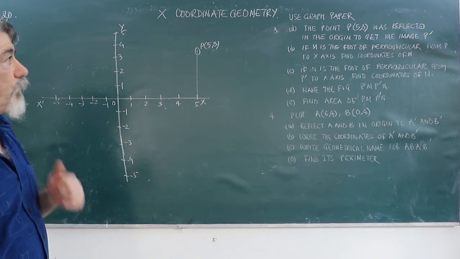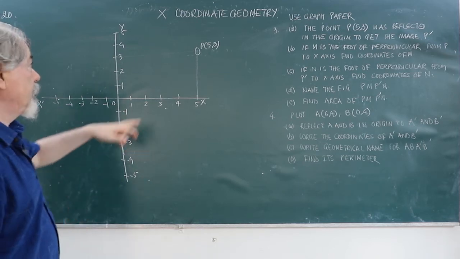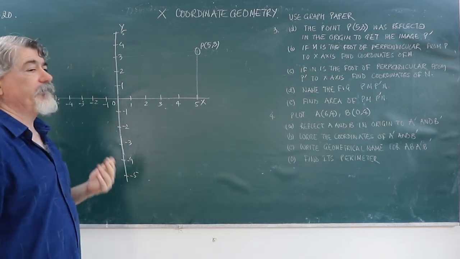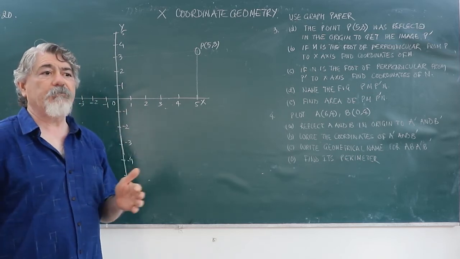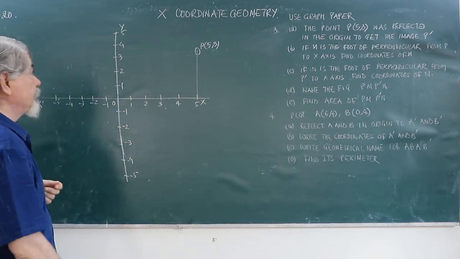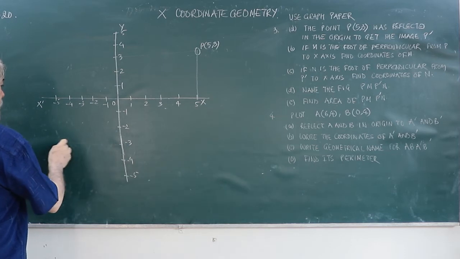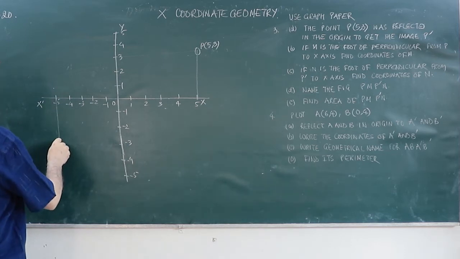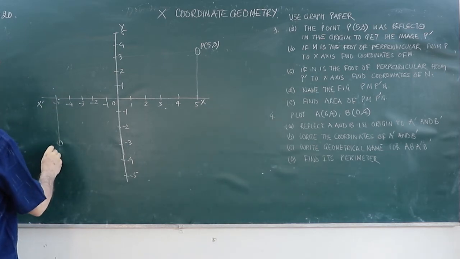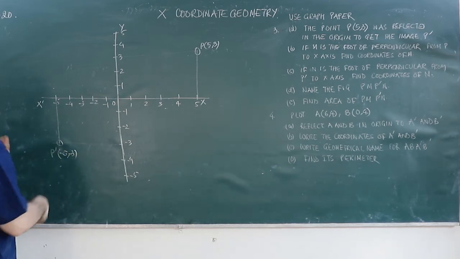Then he says this point P is reflected in the origin to get the image P dash. Now P is reflected in the origin. When we reflect a point in the origin, both the signs of the x coordinate as well as y coordinate change. So P dash will become minus 5, minus 3. Both the signs have changed.